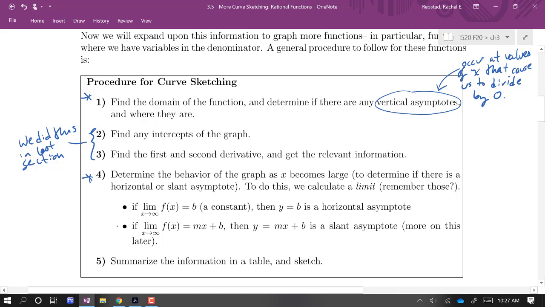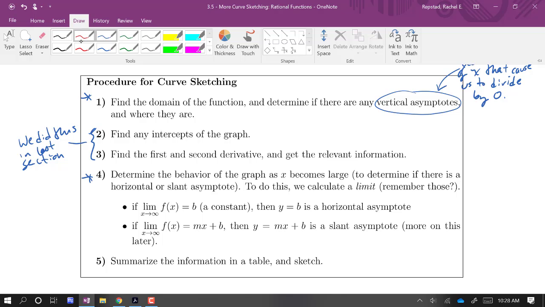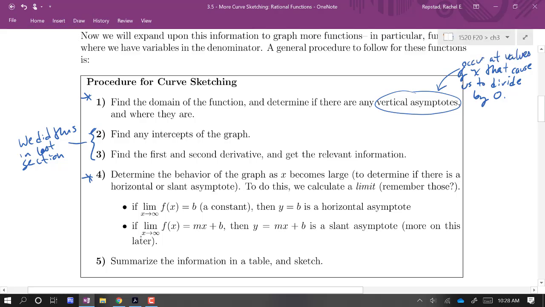The second item we're going to talk about more later, but it says if the limit as x approaches infinity of the function is mx plus b, then y equals mx plus b is a slant asymptote. A slant asymptote is just a regular line that doesn't have a 0 slope, and it's a line that your graph approaches. It probably seems odd to talk about the limit as x approaches infinity being mx plus b. Certainly in this case the limit is actually infinity, it grows without bound, but this just describes the way that it gets large. We'll talk more about this later.